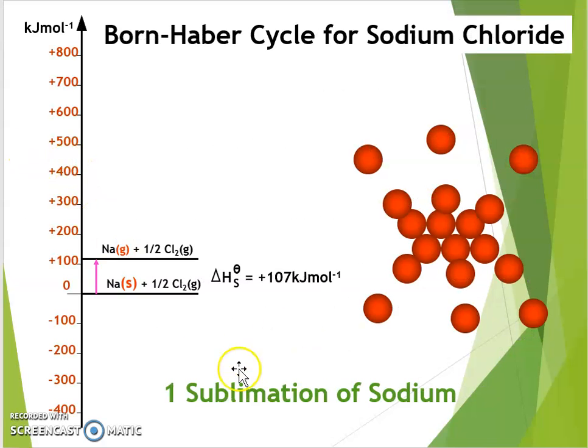So the first step is sublimation of sodium. In this process, 1 mole of solid sodium changes to gaseous sodium. The energy required for this process is denoted by ΔHs, that is the sublimation energy or heat of sublimation of sodium, and its value is experimentally found to be 107 kilojoule per mole. This is the first step of the Born-Haber cycle, a simple conversion of solid state sodium into gaseous state sodium.